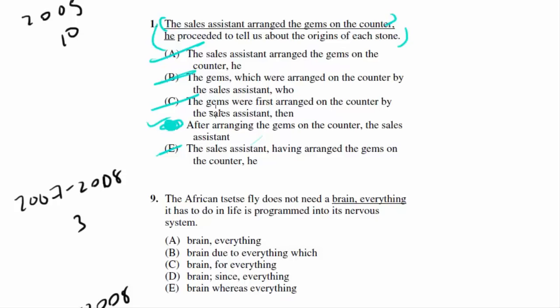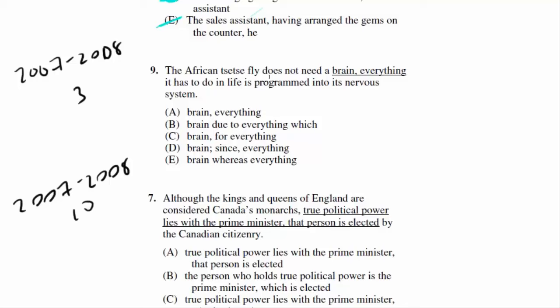Let's check out this next one. The African tsetse fly does not need a brain. Everything it has to do in life is programmed into its nervous system. Again, complete sentence, just separated with a comma. So A is off the table. The African fly does not need a brain due to everything which it has to do in life is programmed into its nervous system. So awkward, wordy, not a great way to combine them. The African fly does not need a brain, for everything it has to do in life is programmed into its nervous system.